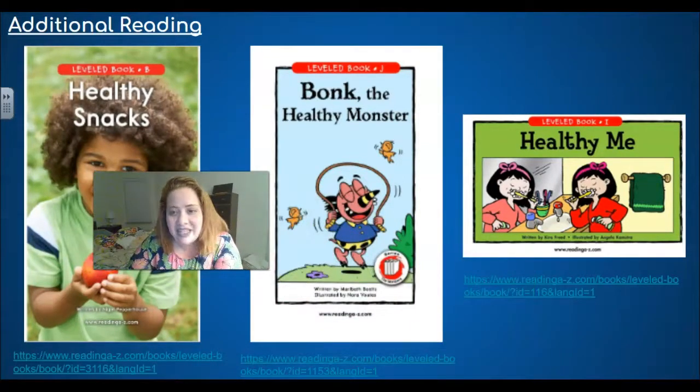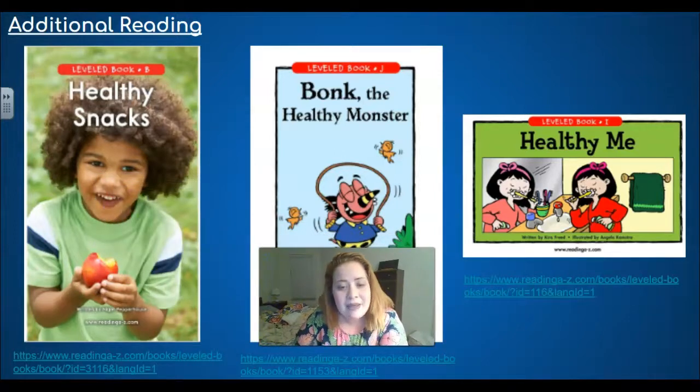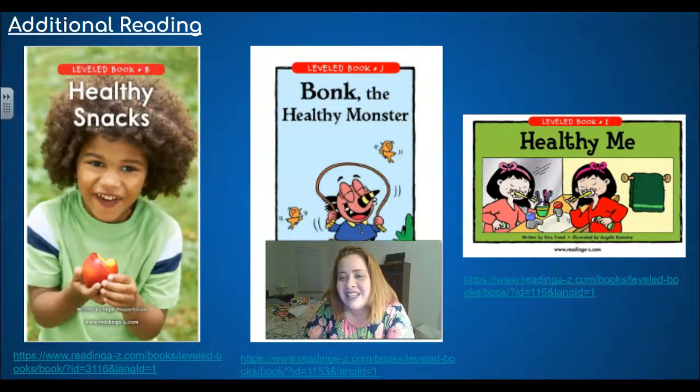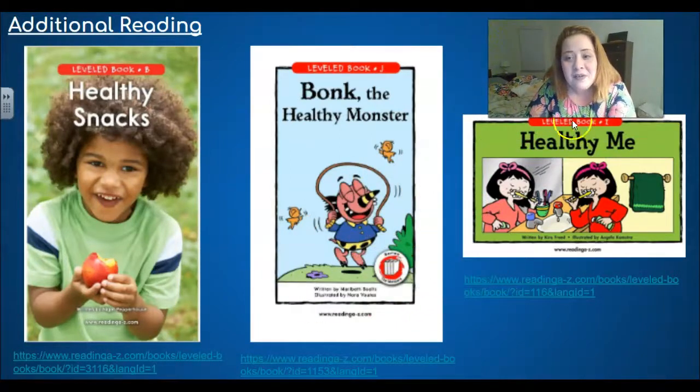Last week, we read Bonk the Healthy Monster, and we completed the graphic organizer together, or you did it on your own. This week, we are going to read Healthy Me and complete the graphic organizer together, or you can read it on your own.